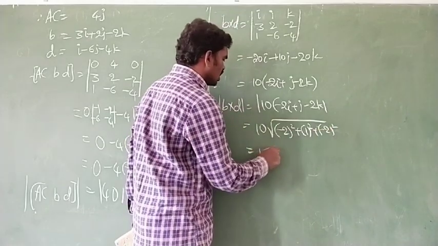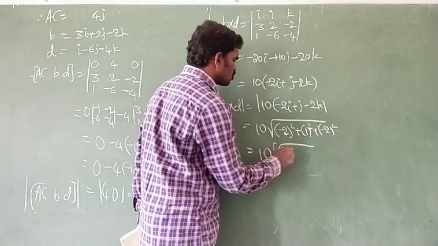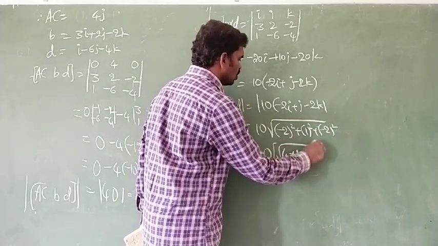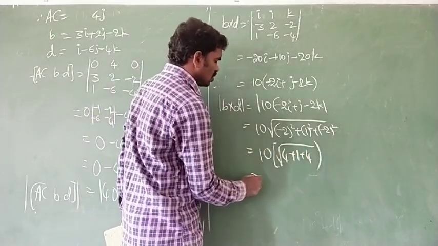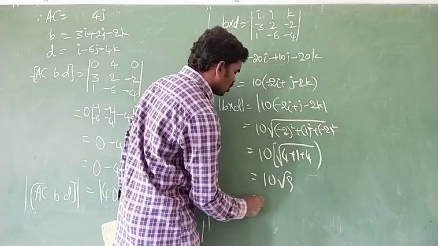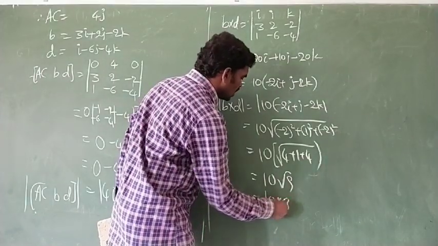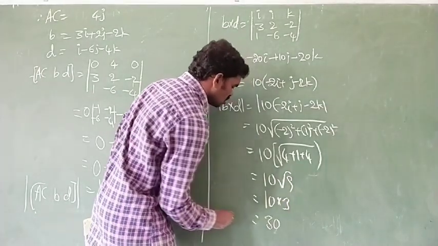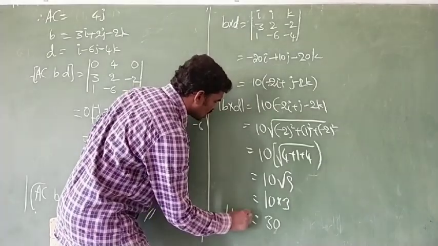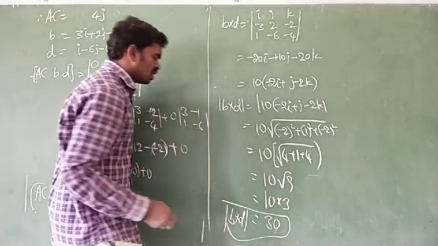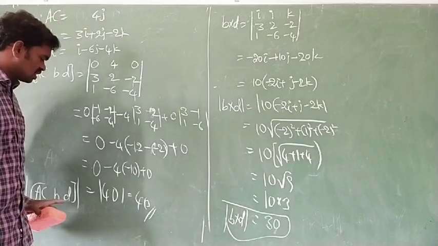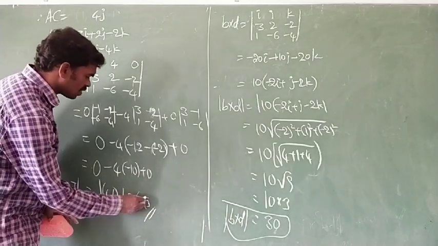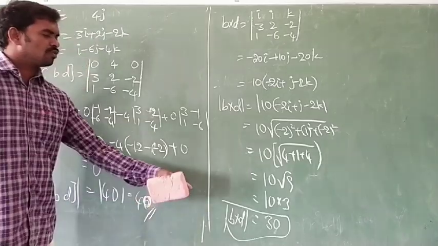Which is equal to 10 into root of minus 2 squared, that is 4, plus 1, plus 4. So 4 plus 1 is 5, plus 4, root 9. So 10 into root 9. Root 9 means what? 3. 10 into 3 means what? 30. So mod b cross d is 30. So we got two answers: one is the modulus of the box product AC, b, d, which is 40, and mod b cross d is 30.